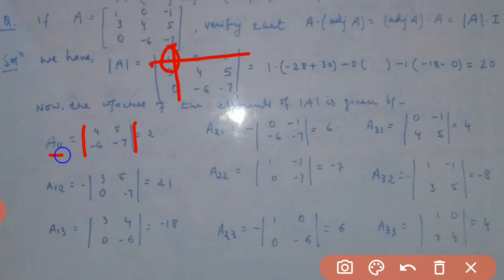And since we have 1 and 1 here, so minus 1 to the power 1 plus 1, we are having the plus sign. That's why we are taking the plus sign. So this value will give 2.